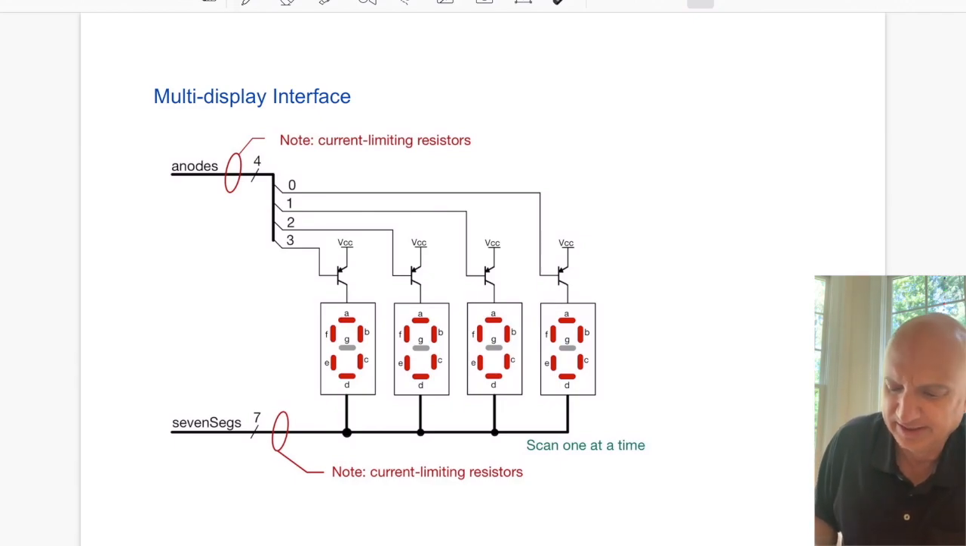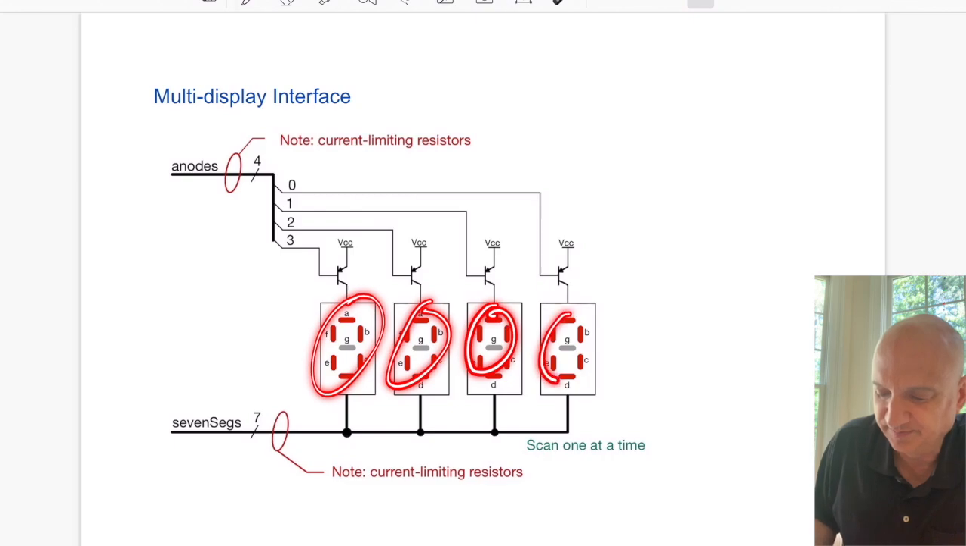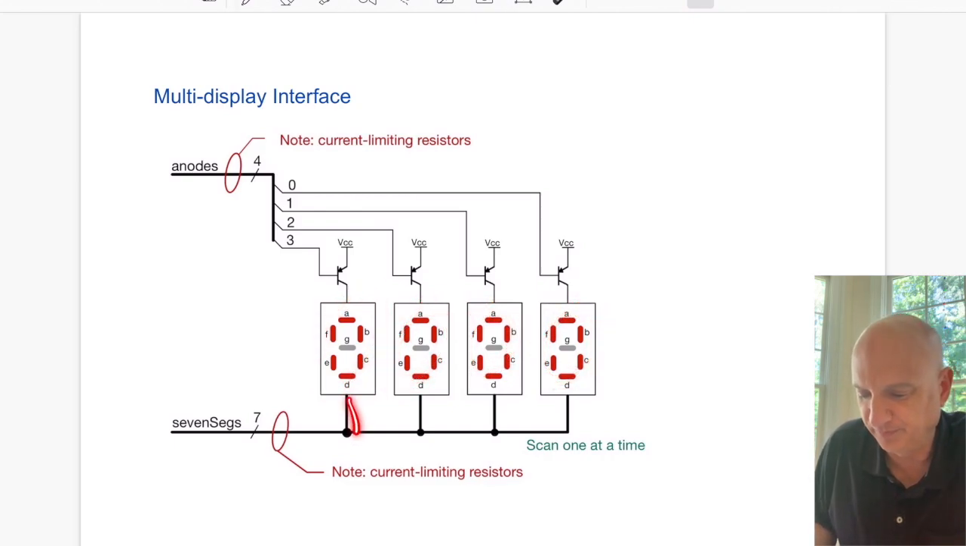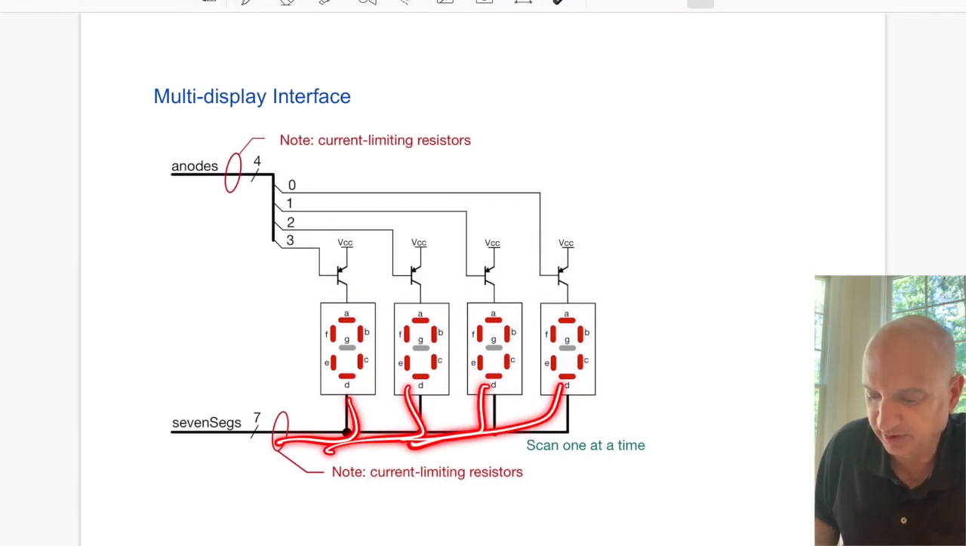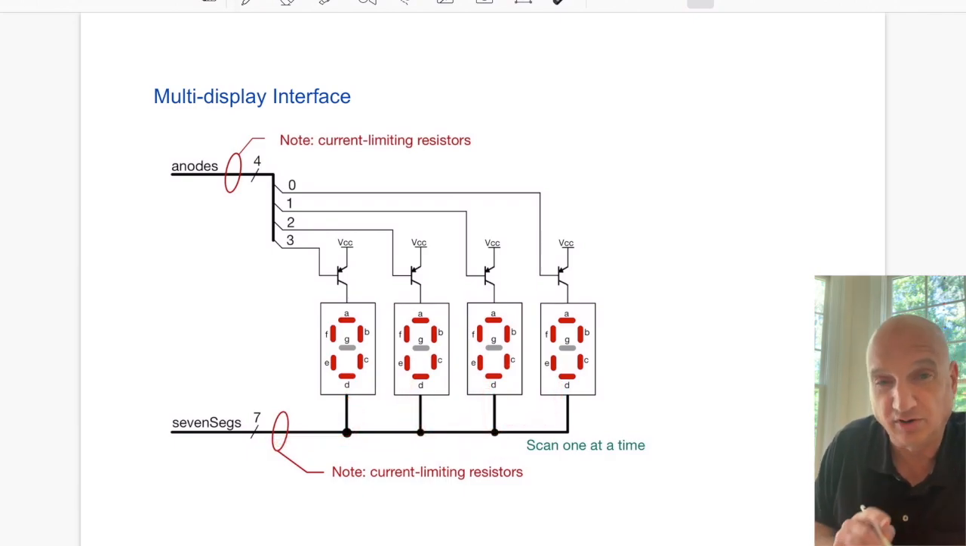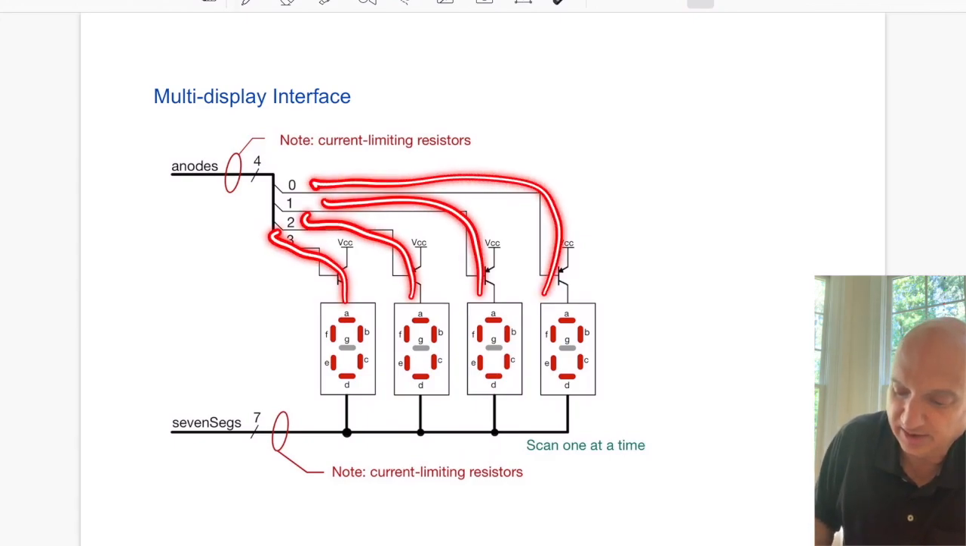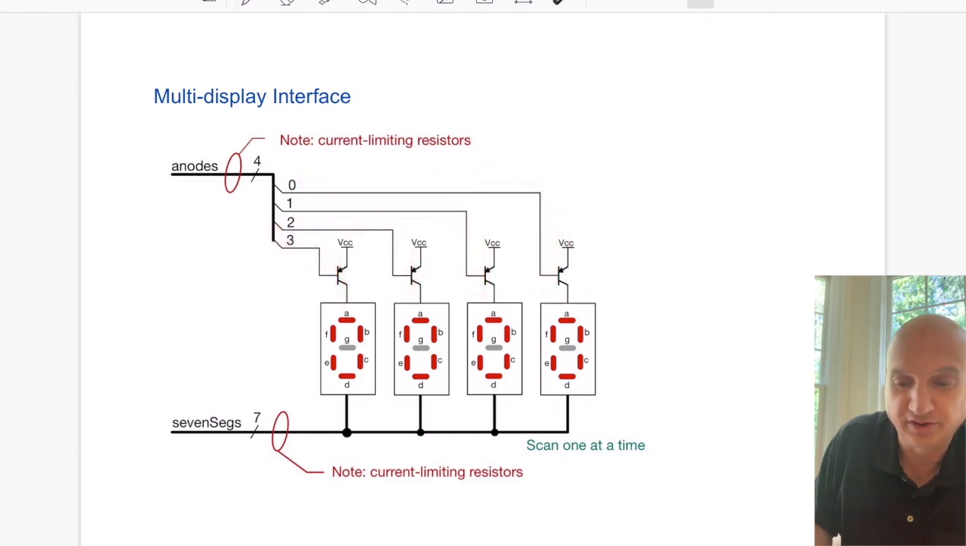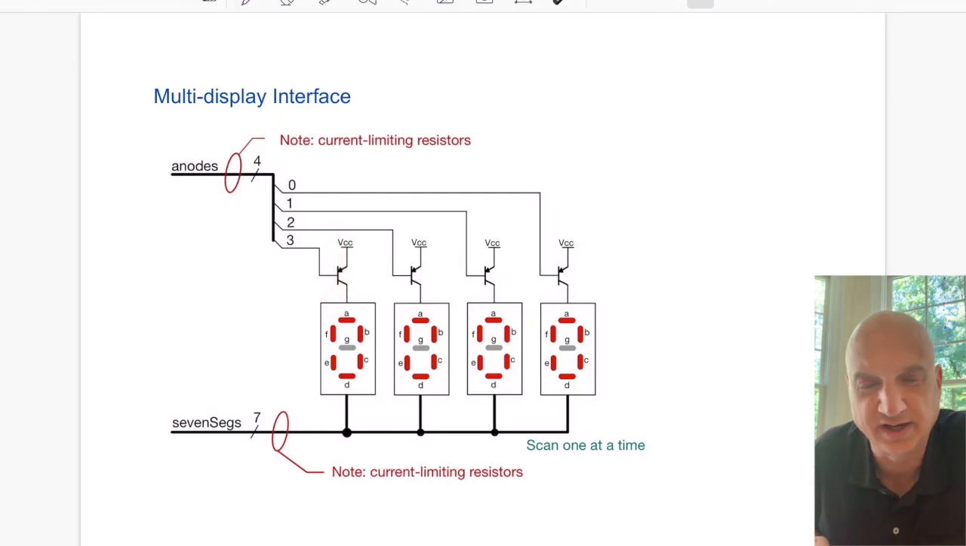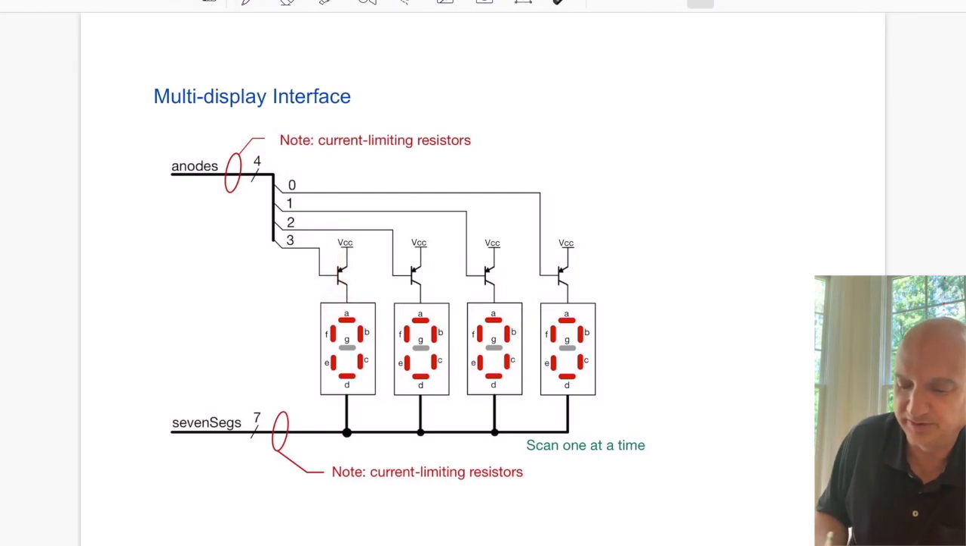So right now, since we have 4 displays, we're not only going to have the 7 segments that are shared between all of the displays, we're also going to have 4 independent lines that feed to the controller to tell us to turn on one at a time. So we'll turn on one at a time. That one, maybe, and then this one, and then maybe this one, and then this one, and then back over here. So only one is active at a time on the anodes.